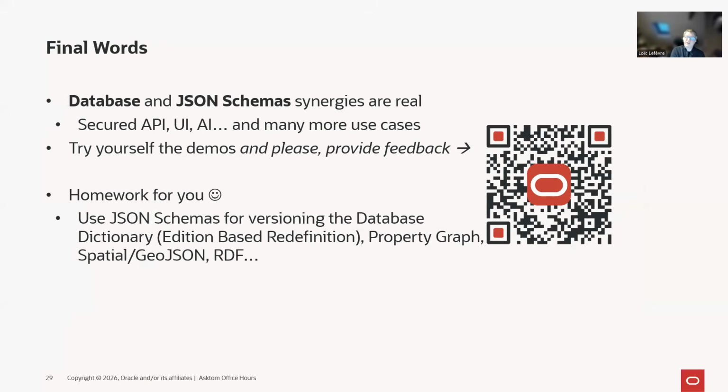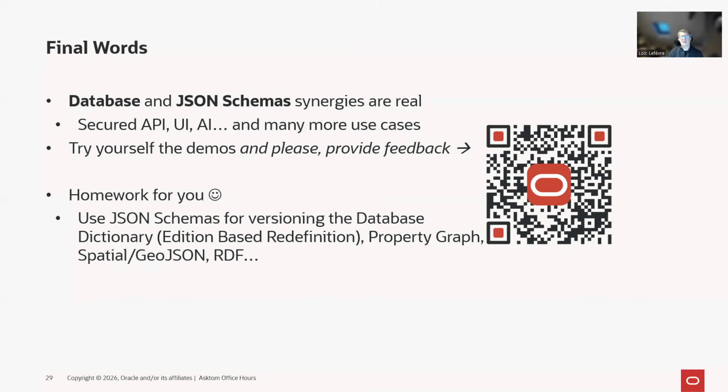I think I showed you some, but given the fact that I provide you a GitHub repo, you can test it by yourself. But the thing is, I want you to get some homework, right? You can do much more with JSON schema, like versioning using the database dictionary with edition-based redefinition. I tested it, it works very interestingly.